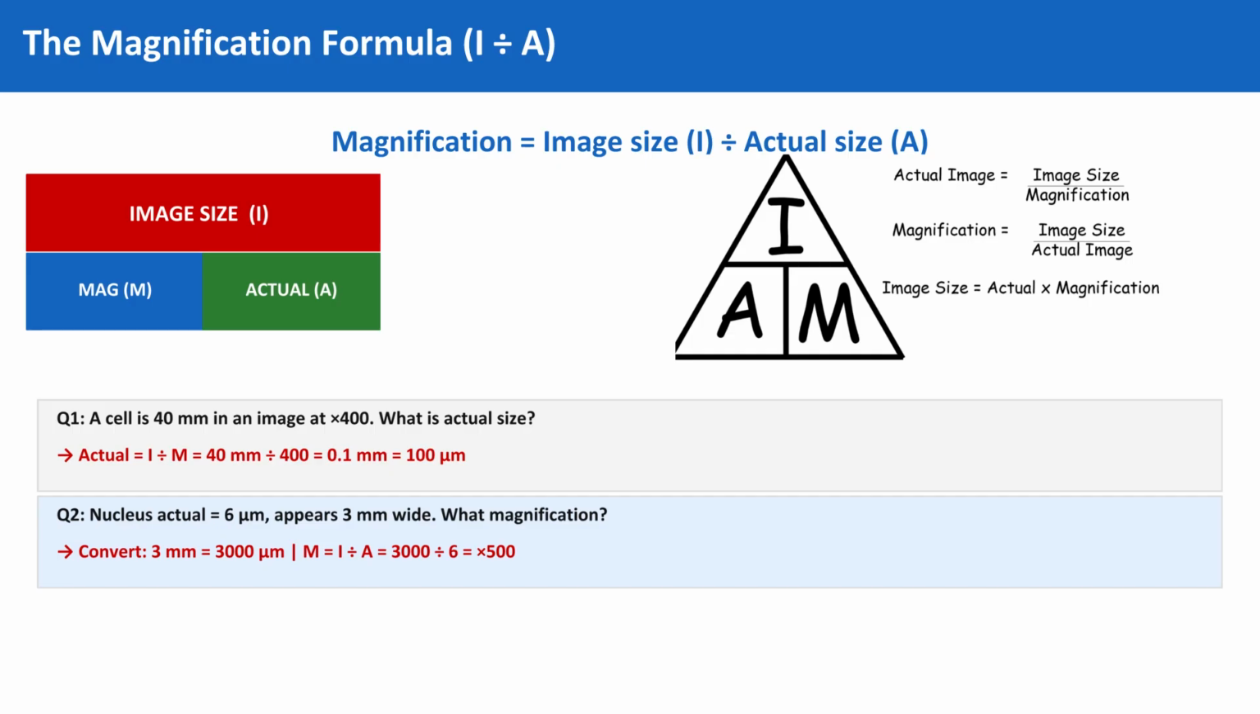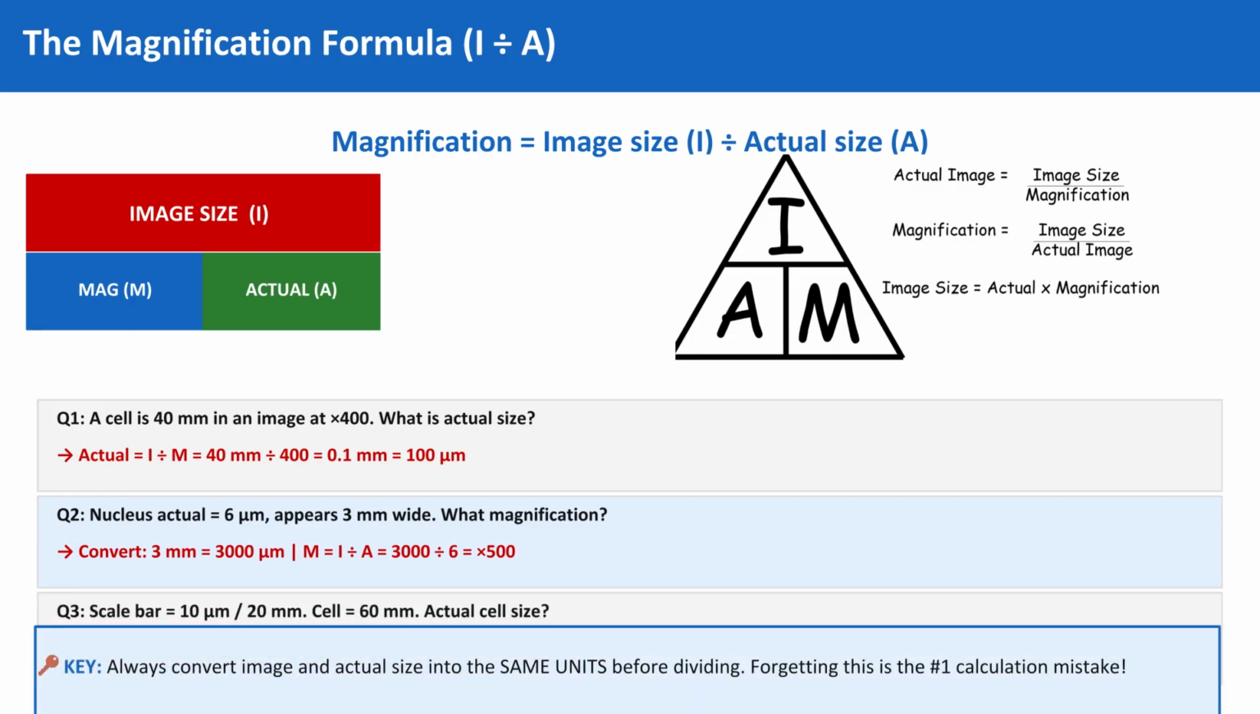The most important rule, always make sure both sides are in the same unit before you divide. That is the number one calculation mistake in this topic.